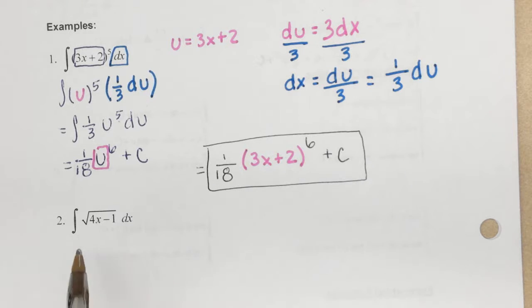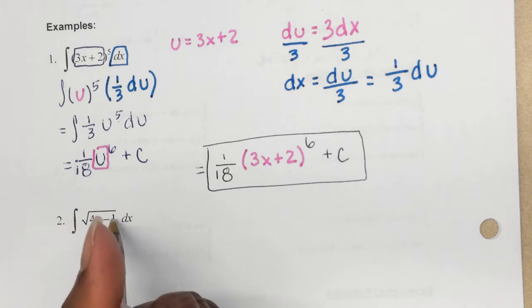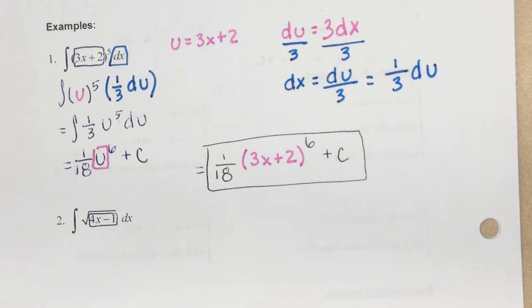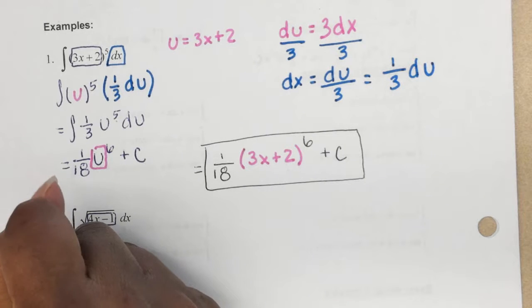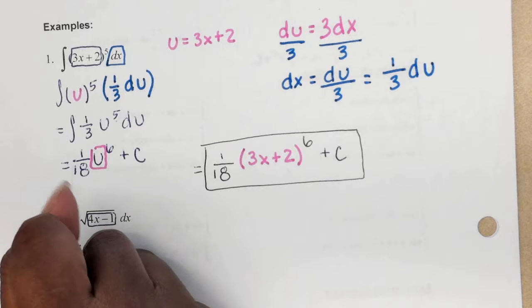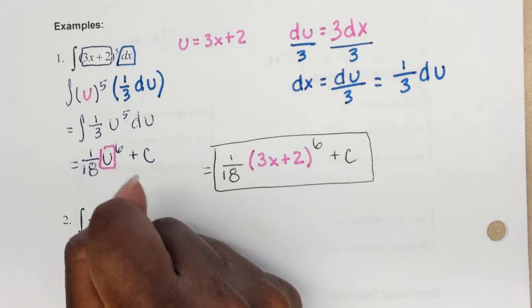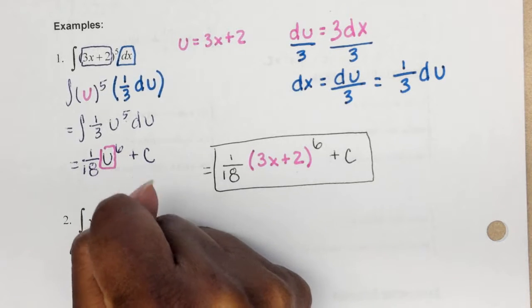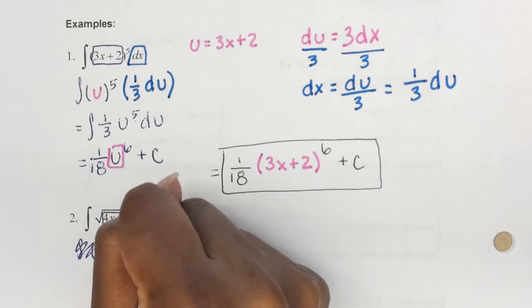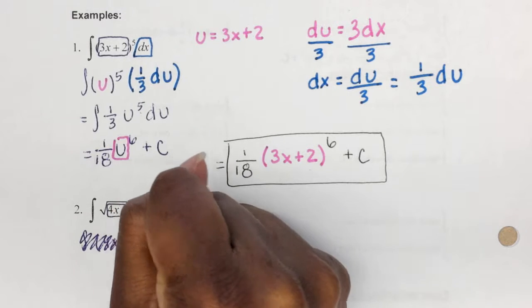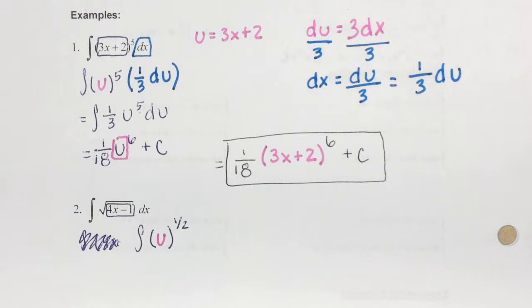So for number 2, I have the square root of 4x minus 1. Again, I have a function within a function, so I'm going to take this 4x minus 1, and that's going to be my u. So what I really have is the integral of u, and the square root we can rewrite as 1/2 in the exponent.